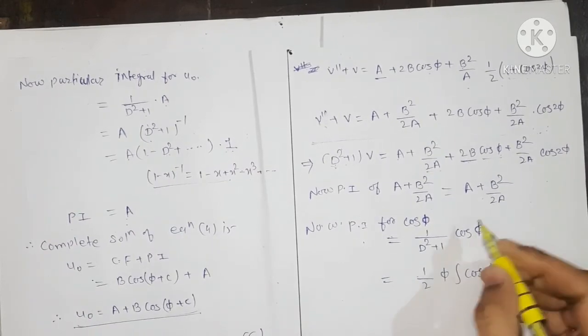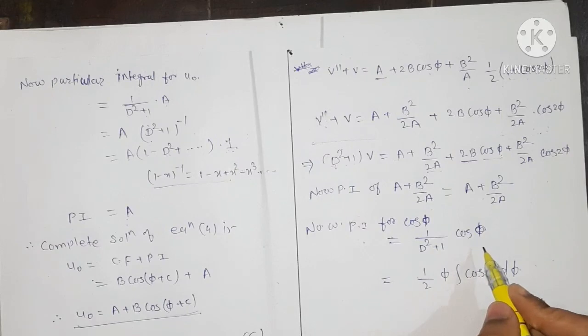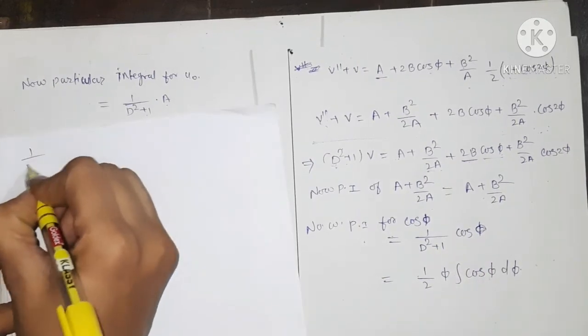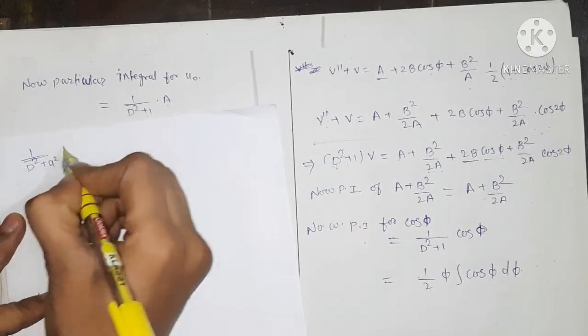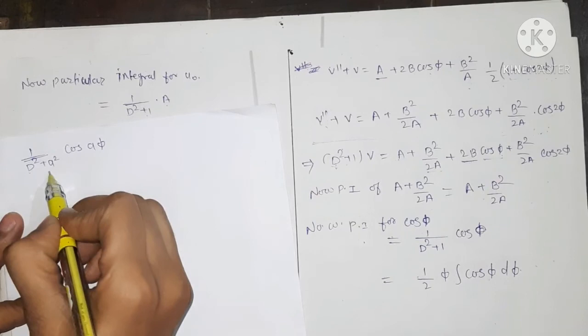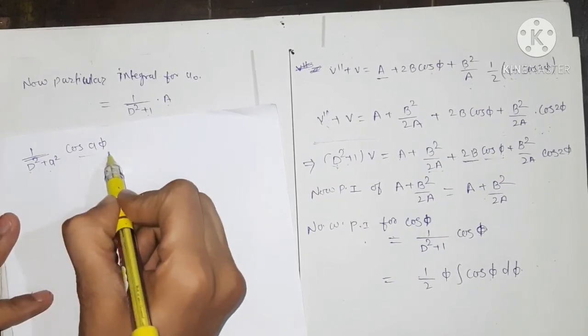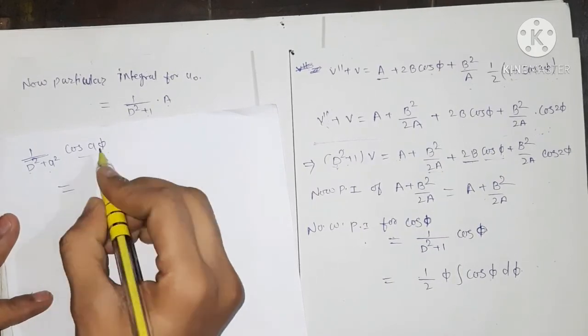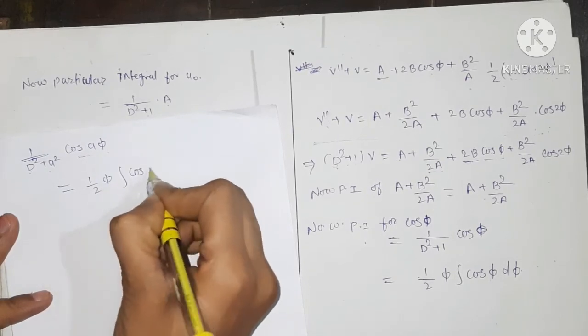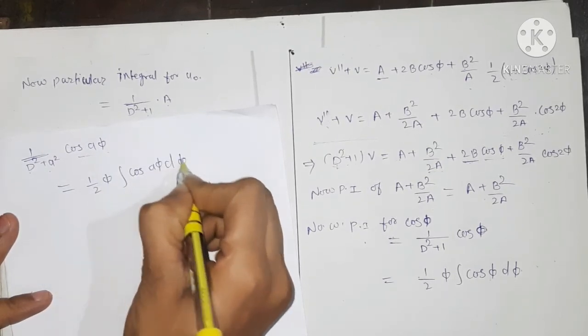Now this is a method to solve the particular integral. The general method for this is 1 upon d square plus a square cos of a phi. If we have 1 upon d square plus a square cos of a phi, then this is equal to 1 upon 2 phi integral of cos of a phi d phi.